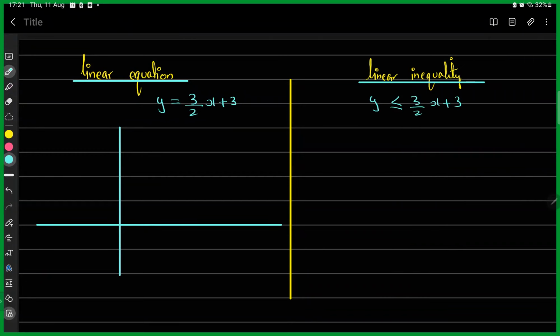Okay, so you have two things. You have a linear equation and then you have a linear inequality. Apparently both are the same. The only difference is one is coming with the equality sign and the other one is coming with an inequality sign. So how exactly do we differentiate in the graphical representations of both the things?